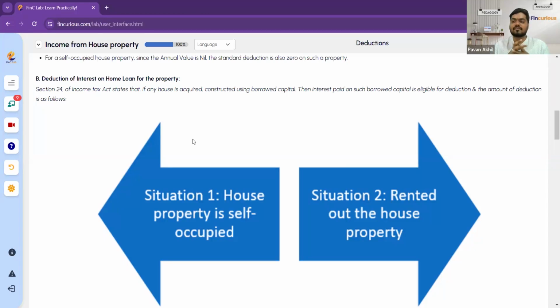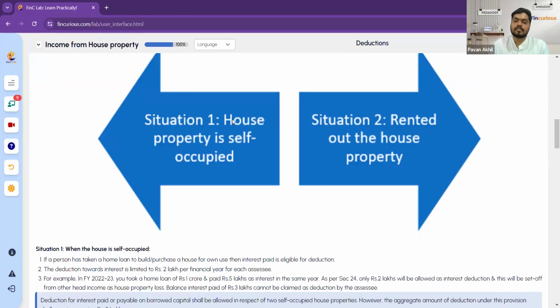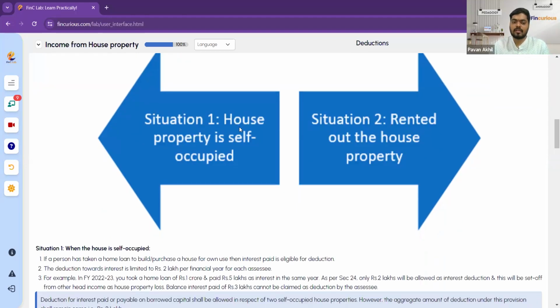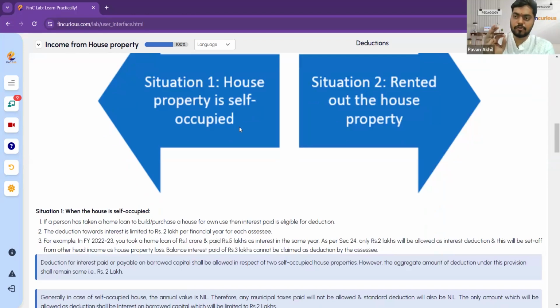What is this deduction of interest on home loan for the house property? Two things would be there. As I told you earlier, self-occupied property and rented out, let out property. So situation one, if the house is self-occupied, then what happens? There is this thing called gross annual value, which is zero.